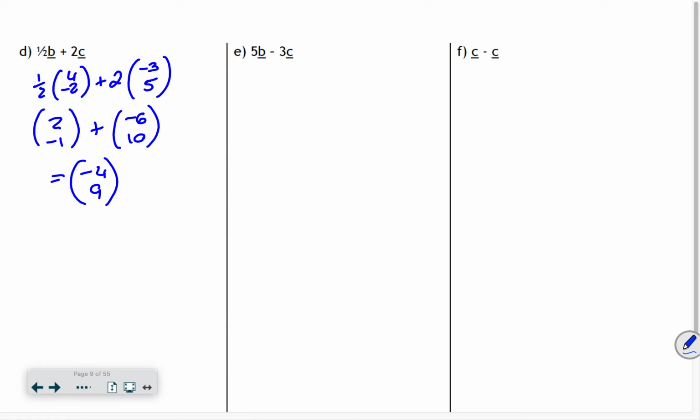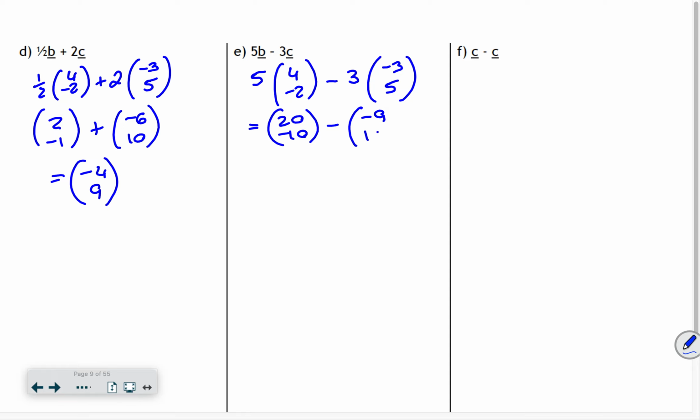Okay? Let's work out 5b minus 3c. So that's going to be 5 times the vector 4, minus 2, take away 3 times the vector minus 3, 5. So that would be 20, minus 10. And then we would have minus, it would be 3 times minus 3, which would be minus 9. And 3 5s are 15. Keep the minus on the outside of the vector just now. So then 20 minus minus 9 would be 29. And minus 10 take away 15 would be minus 25.